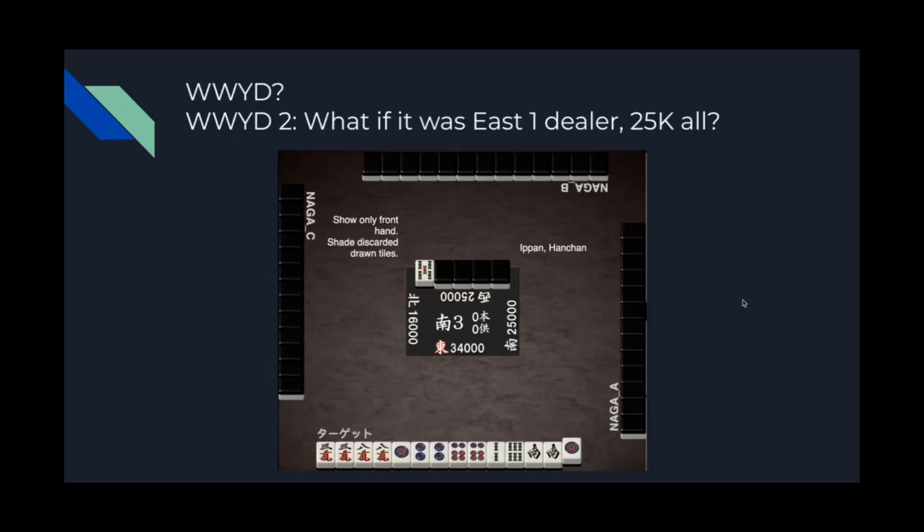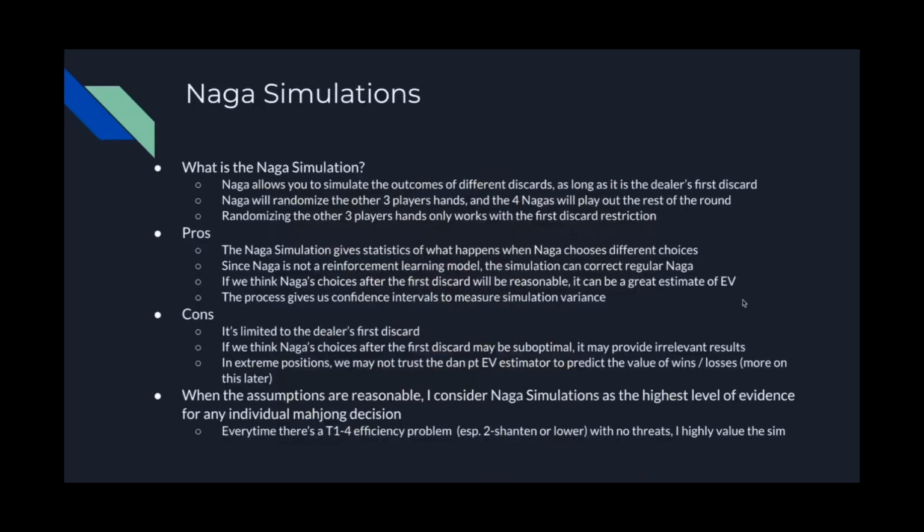Before I give you the answer to this, what you do, I want to talk about the Naga simulation. The Naga simulation is a feature that you get when you pay for Naga. It's hard to use right now because you need to use a lot of points to run simulations, but it basically lets you simulate the outcomes of different discards as long as it's the dealer's first discard. So that would be the case here.